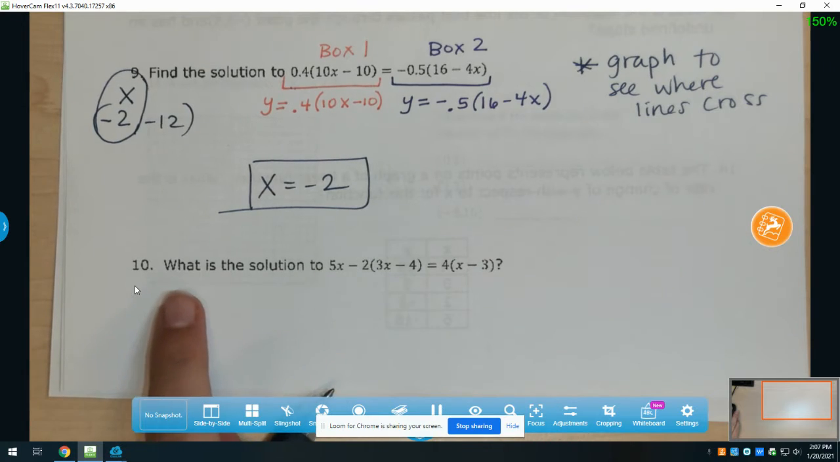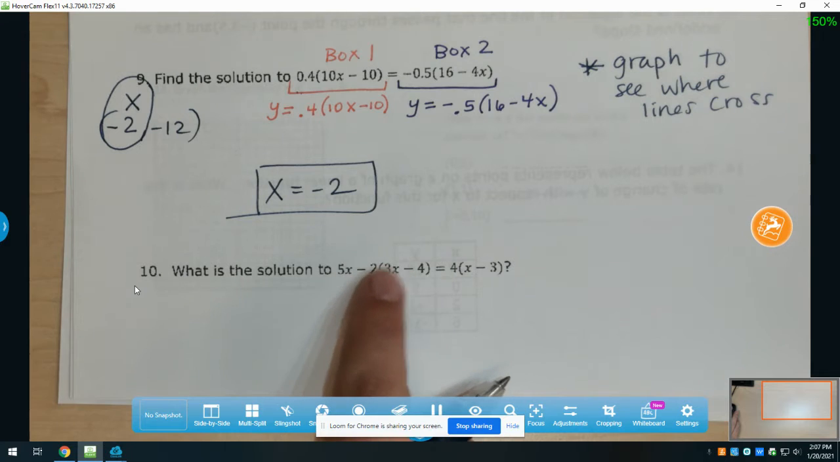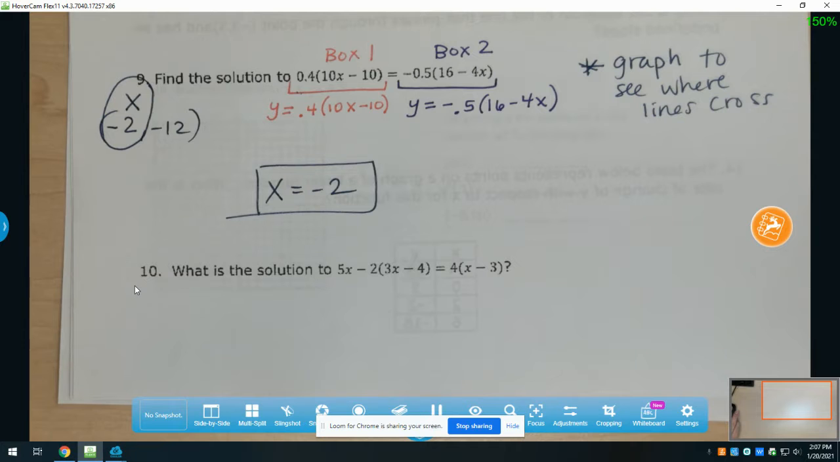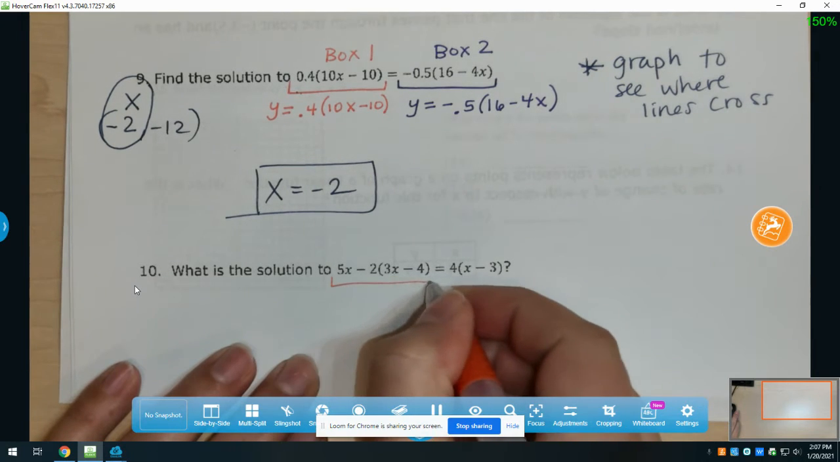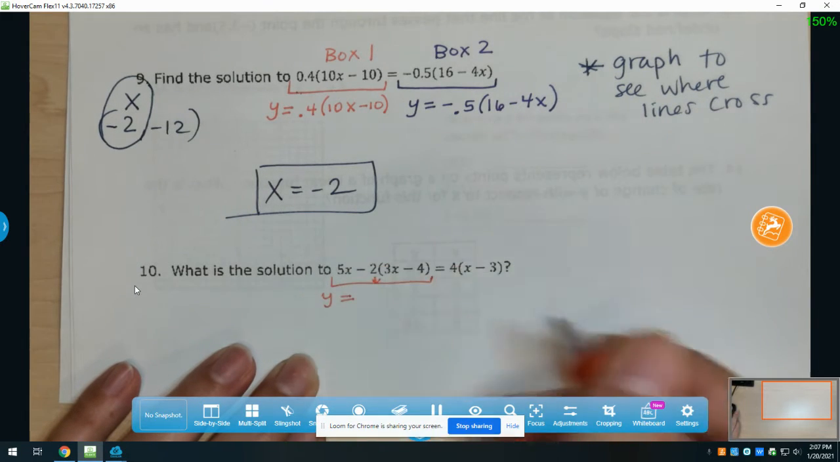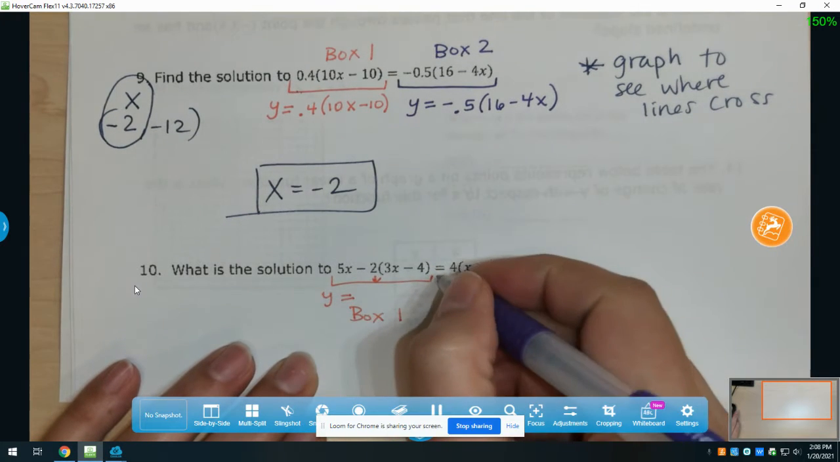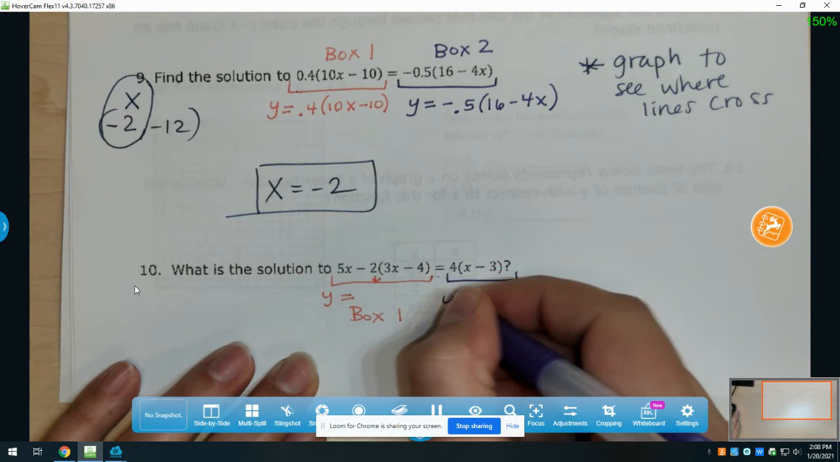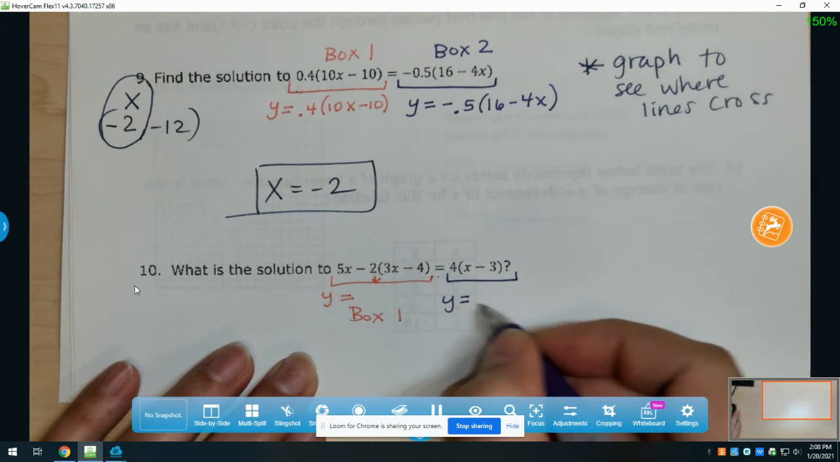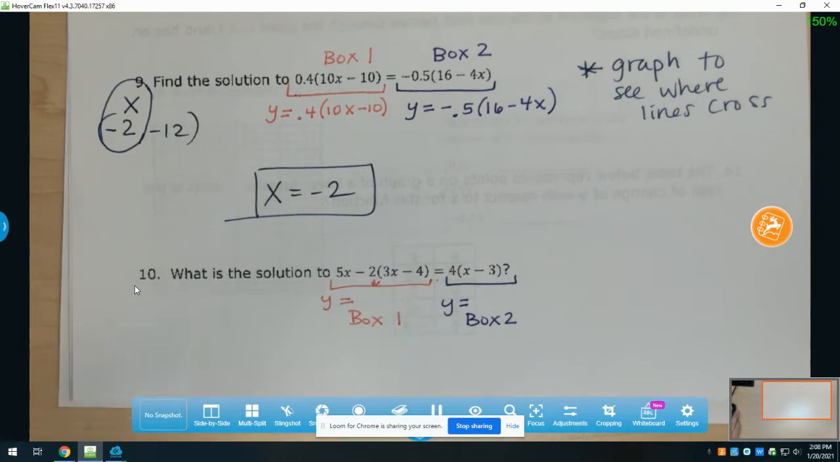So another problem, very, very similar, right? We could either distribute the -2, distribute the 4, combine like terms, and do all of that, or we could lean on our technology here, and we could put y equals that whole thing in box 1 in Desmos, and then we could put the right side of the equation, so y equals, and then all of that in box 2. So kind of one equation for the left side, one equation for the right side.